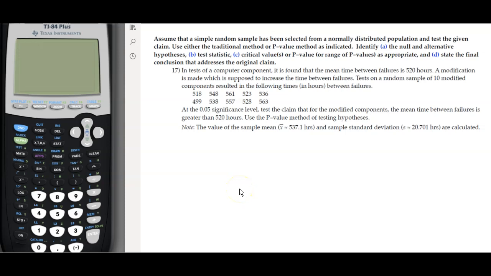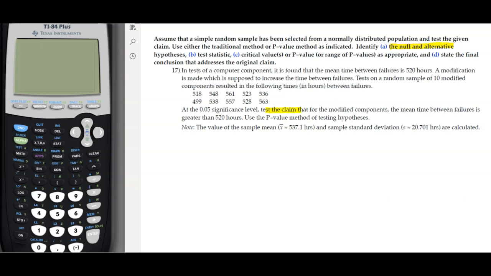In this video, we're going to learn how to use the TI-84 to solve a hypothesis testing problem. Alright, so let's try to get into it. First of all, this is asking you about the null hypothesis and alternative hypothesis, so we need to locate the claim. The test claim is right here.